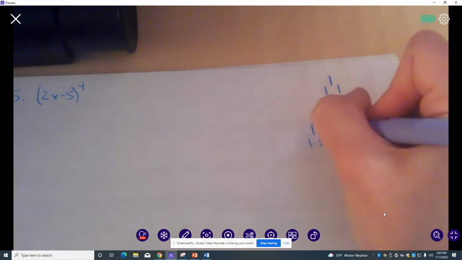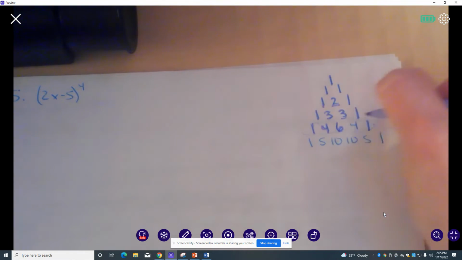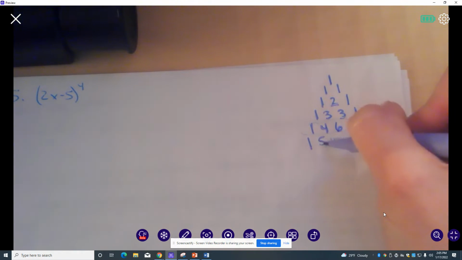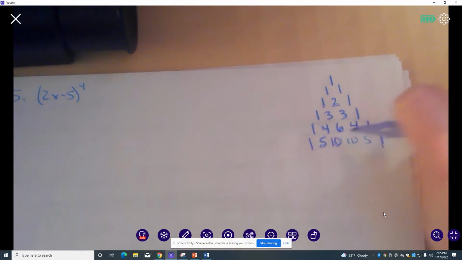1 plus 3 is 4. 3 plus 3 is 6. 3 plus 1 is 4. A 1 in the front, a 1 in the back. 1 plus 4 is 5. 4 plus 6 is 10. 6 plus 4 is 10, and 4 plus 1 is 5. And you could keep going, but usually we don't really need more than this.